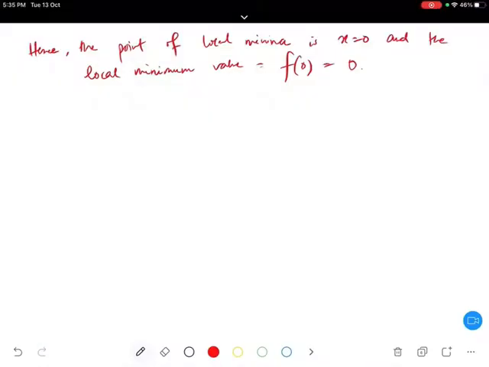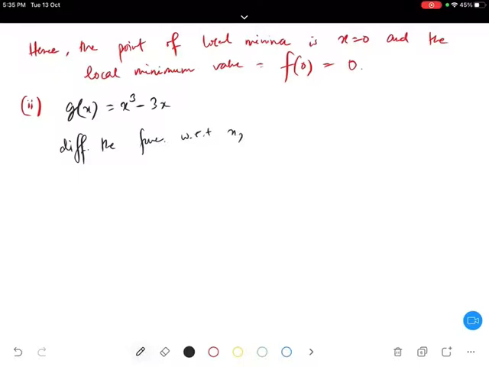Now the next question goes like, g of x is equal to x cube minus 3x. Now let us see how to do this one. First thing I will do is differentiate the function with respect to x. If I differentiate the function with respect to x, what you get in here is g dash x is equal to 3x square minus 3.